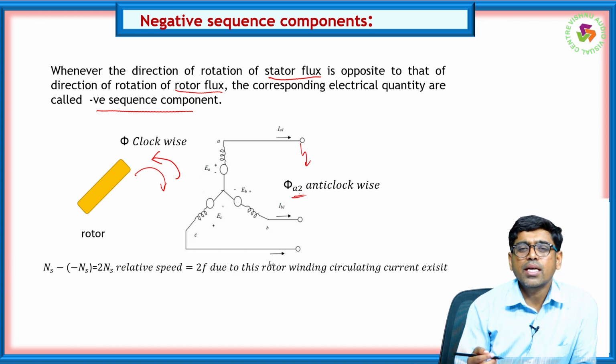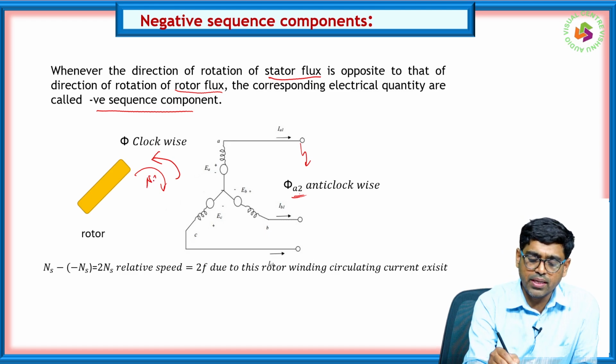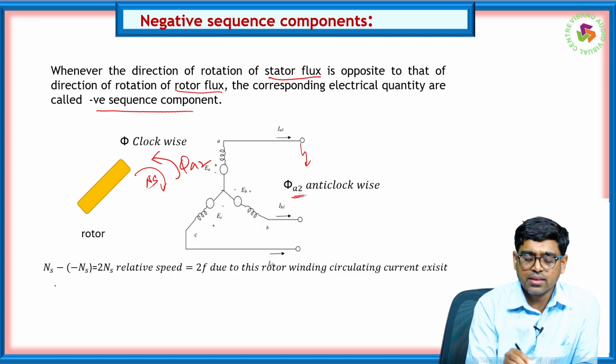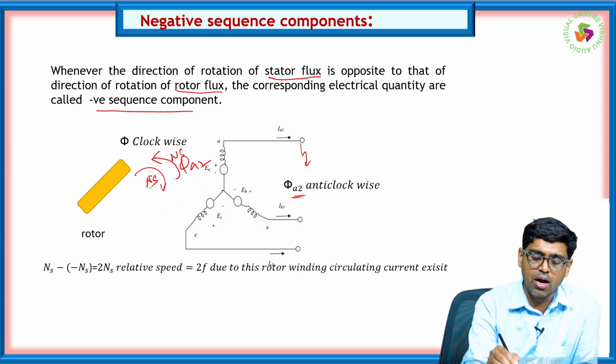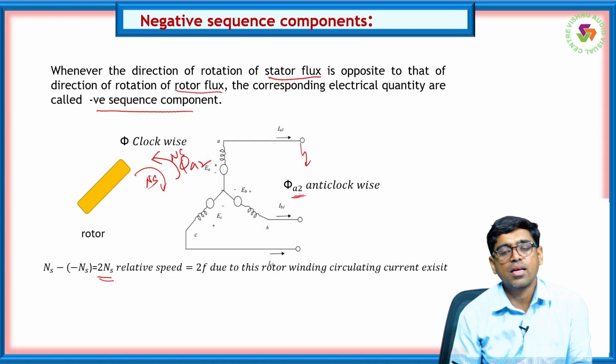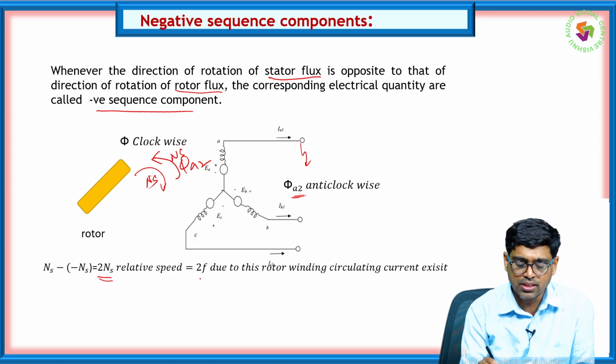And we know that the synchronous speed will rotate at a speed of Ns, and this phi is Ns, and this phi A2, the negative sequence component flux, will rotate at minus Ns. It is Ns, it is also Ns, but in the opposite direction. So minus of minus Ns, so 2 times Ns. The relative speed is 2 times Ns, and the corresponding frequency is 2f.